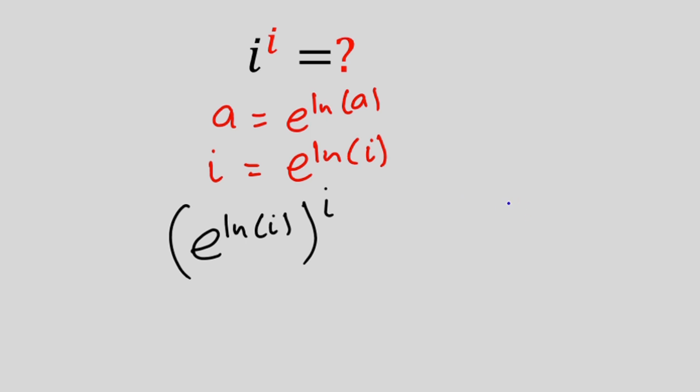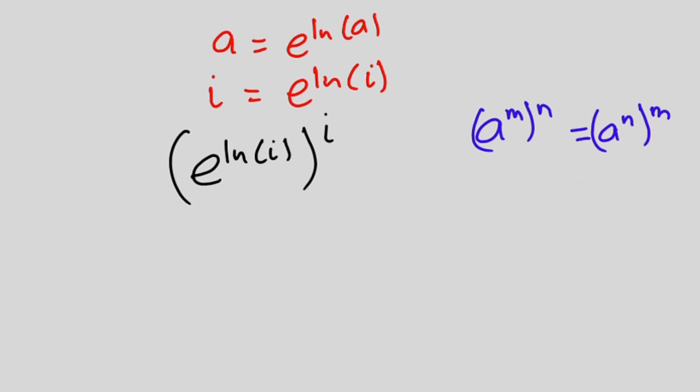Now let's recall this power rule: if you have a to the power m, all to the power n, we can write this as a to the power n, all to the power m. So it's a matter of interchanging their positions, right? So our problem now becomes e to the power I, all to the power ln of I. But the question is, what is ln of I? This is where the problem becomes interesting.